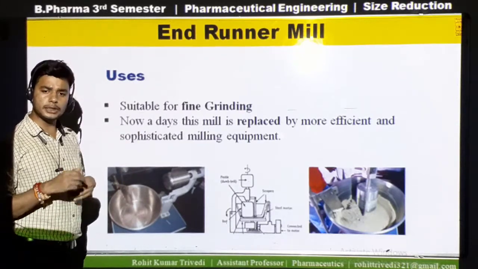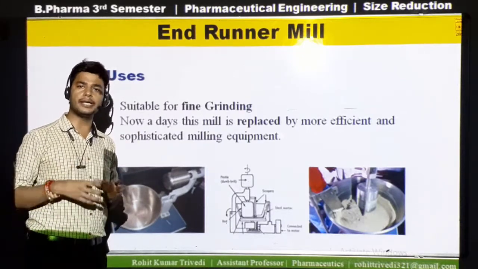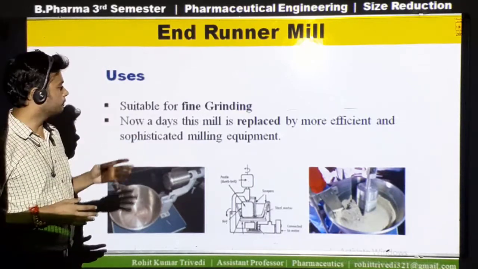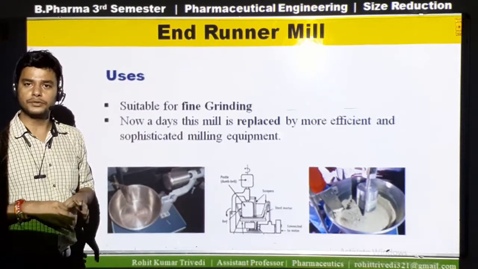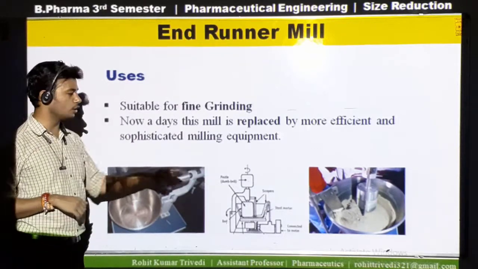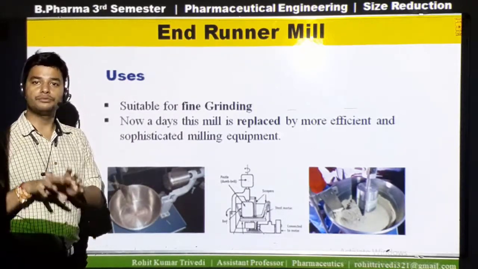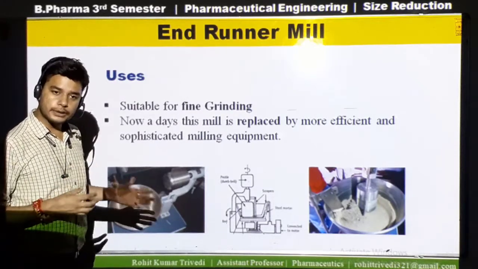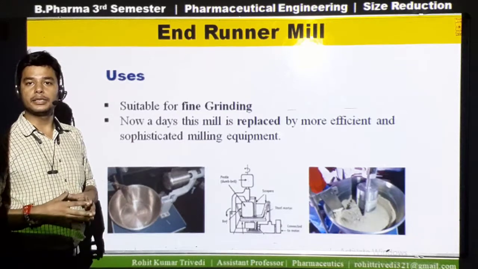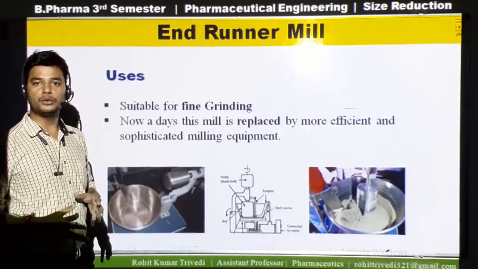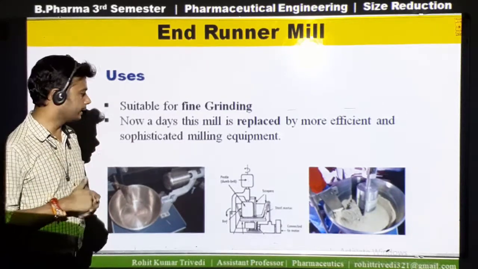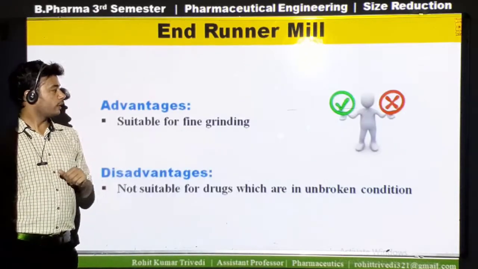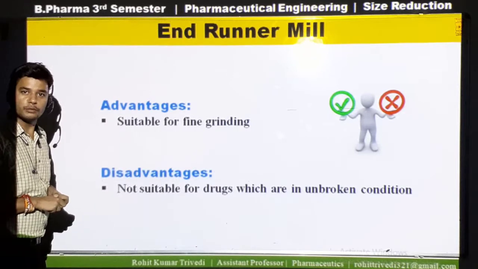This machine is nowadays replaced by several other efficient and sophisticated machinery that is being used for the process of size reduction. Means this machine is not used very much nowadays in the pharmaceutical industry. Okay, this machine is being replaced by other sophisticated machineries used for size reduction. Now let's move towards the advantages and the disadvantages of the end runner mill.